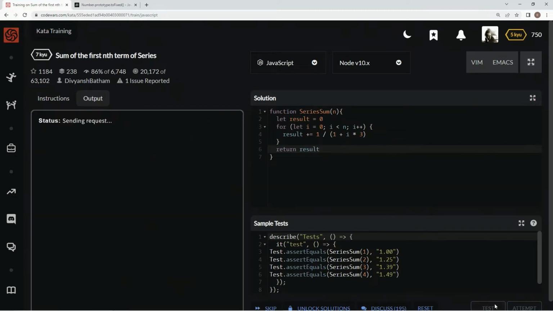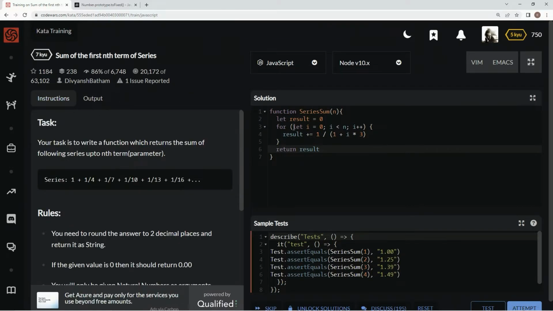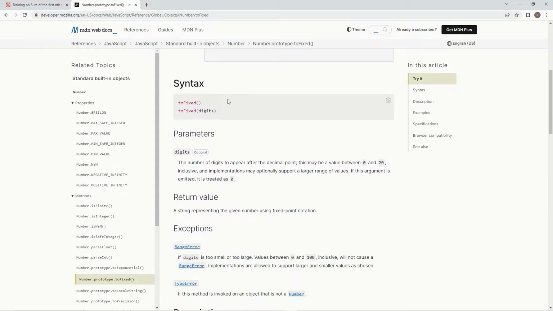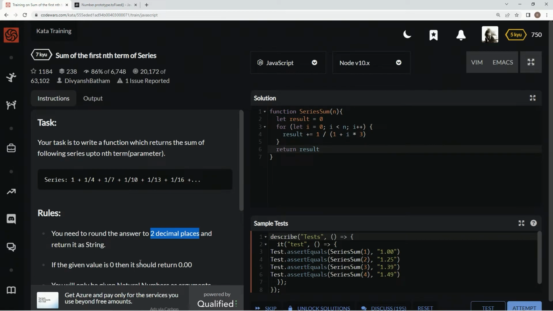Test it out. Oh, yeah. That's just the first part, right? We also have to make sure it's to two decimal places. And for that one, we're going to use this toFixed thing. The toFixed method formats a number using fixed point notation. So we'll put something like toFixed 2, and it'll give us 2 after each decimal point. The thing about this is it always returns a string representing the given number using fixed point notation. So we don't have to bother about returning it as a string. It's already written in the code.